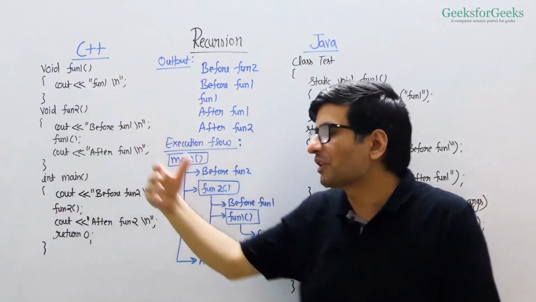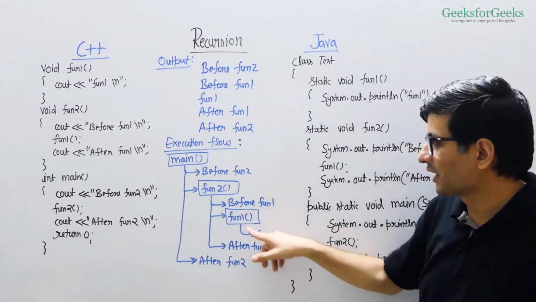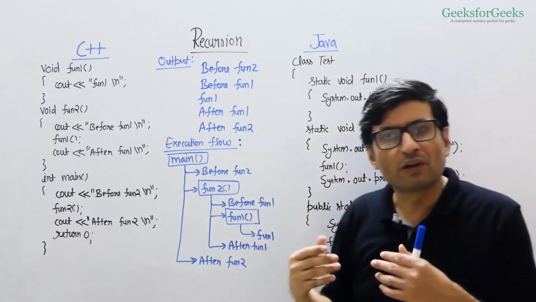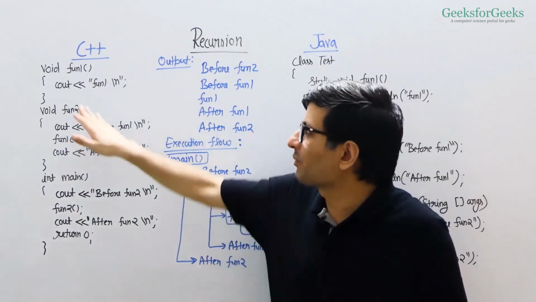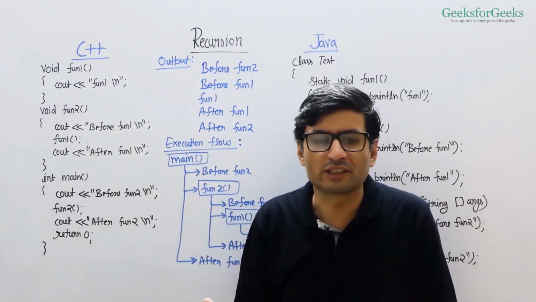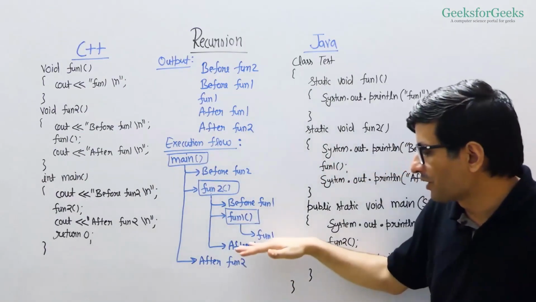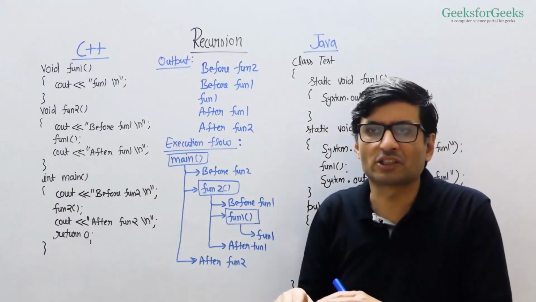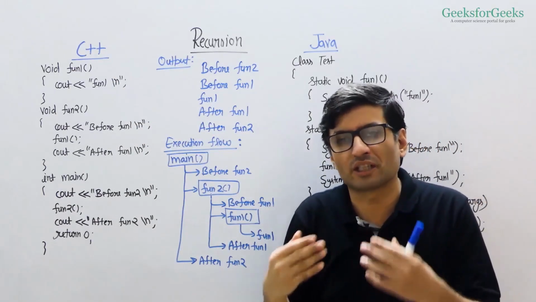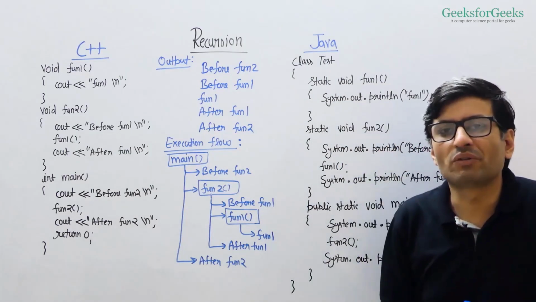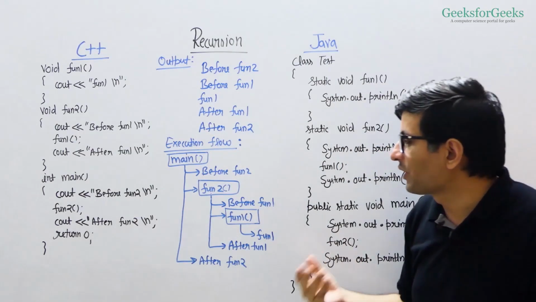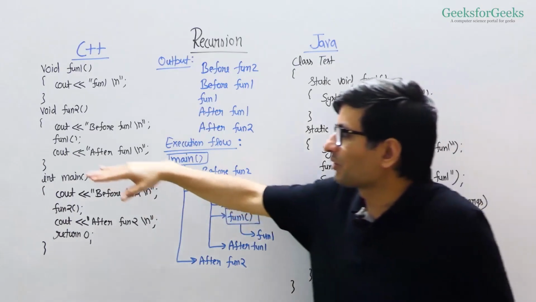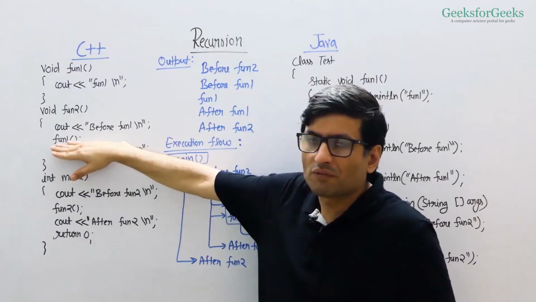And what does this line do? It prints fun1 on the screen, right? Fun1 was called, and it printed fun1 on the screen. And fun1 has nothing more to do. It's not making any function call, not doing anything else. It's just printing fun1. So once fun1 finishes its execution, once it executes its last line, the control is given back to fun2. Now fun2 gets the control back, and resumes its execution from the line just after the call of fun1.